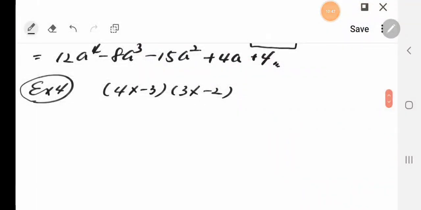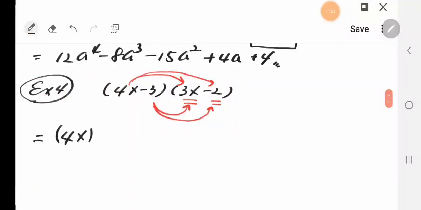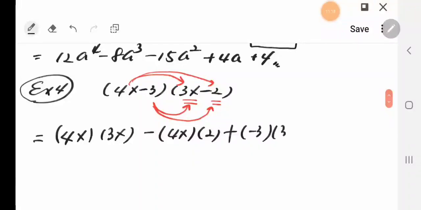For this exercise 4, this is a product of two binomials. So let's multiply. We'll do the same thing. 3x minus 2 by 4x. Also multiply 3x minus 2 by negative 3. So that will be 4x multiplied by 3x. And then minus, let's use this minus sign, 4x multiplied by 2. And then plus, negative 3 multiplied by 3x. Then minus negative 3 multiplied by 2.